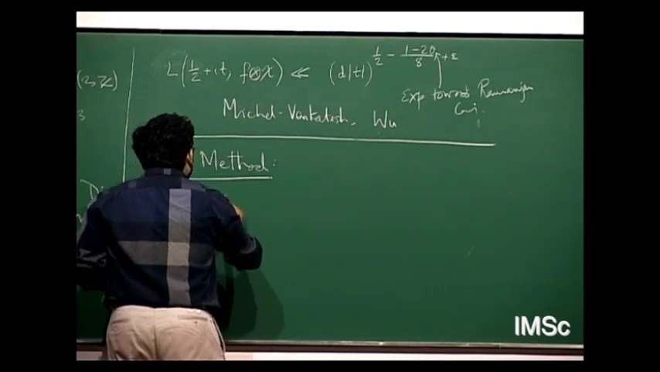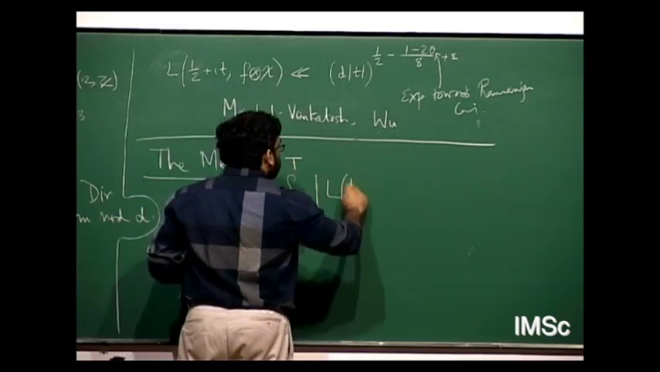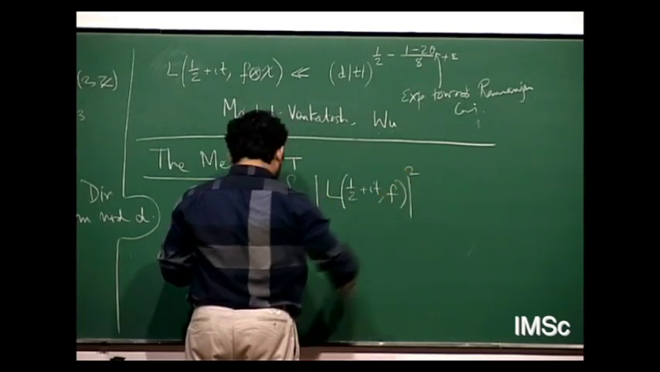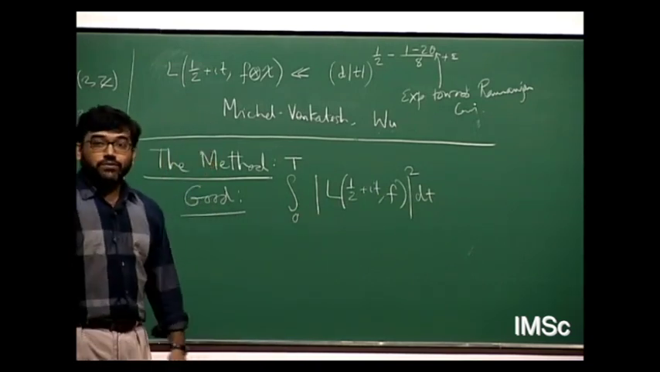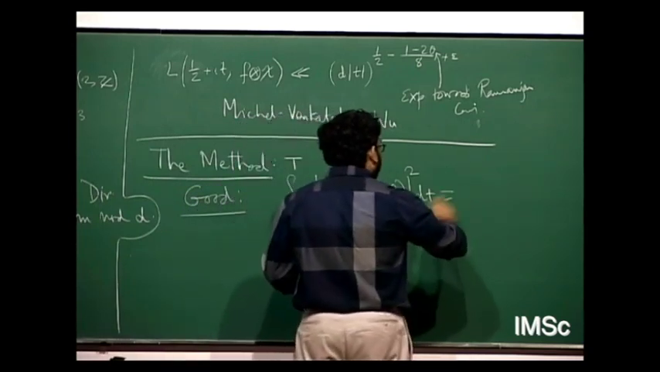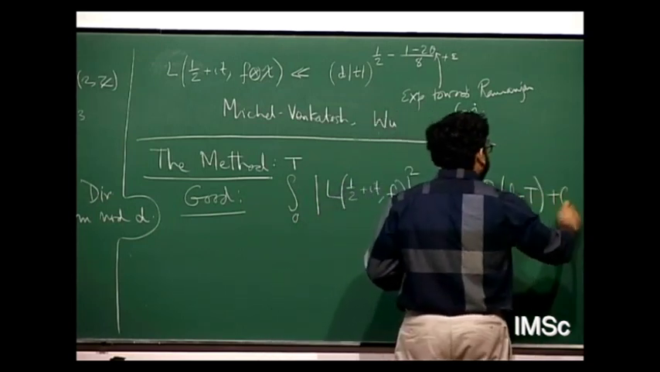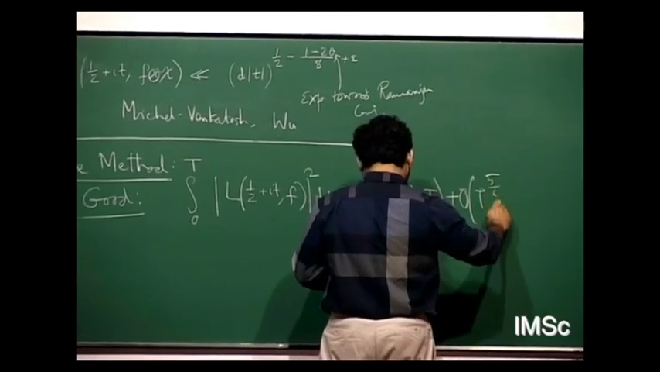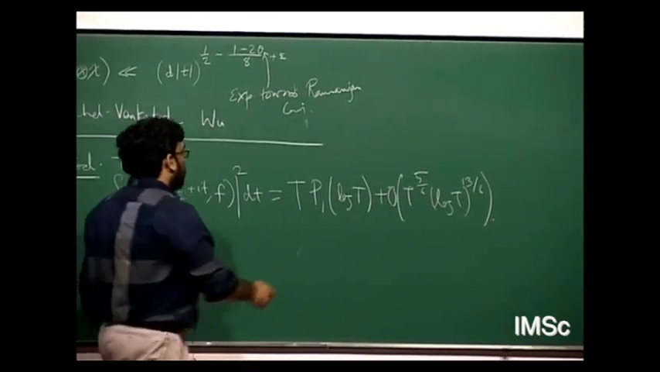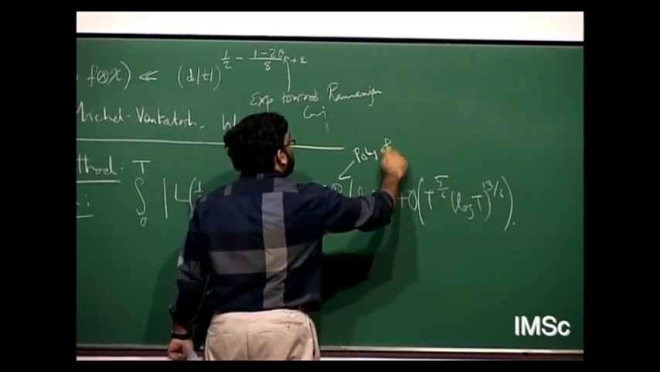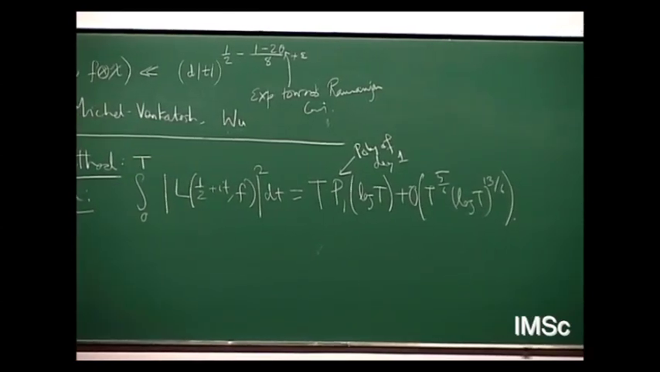So what Good did is he computed the integral from 0 to T of |L(1/2 + it)|^2 dt. So it's the second moment of the L function, which is the same as the fourth moment, analogous to the fourth moment of the Riemann zeta function. And he showed that this is asymptotically T times P1(log T) plus an error term of size T to the power 5/6 times (log T) to the power 13/6. Okay, where P1 is a polynomial of degree 1. So 1 here means that the degree is 1. So there's a term with log T, and there's a term without log T.